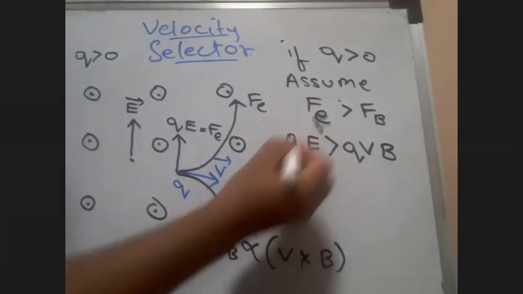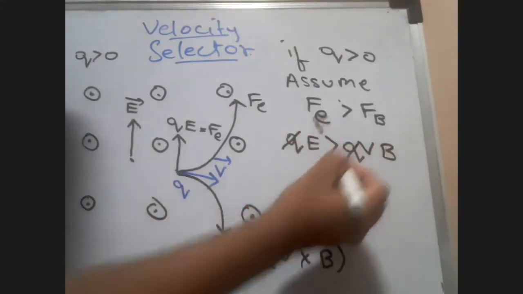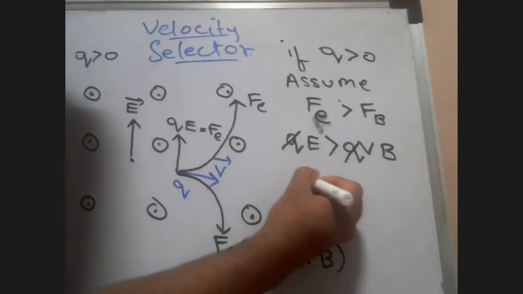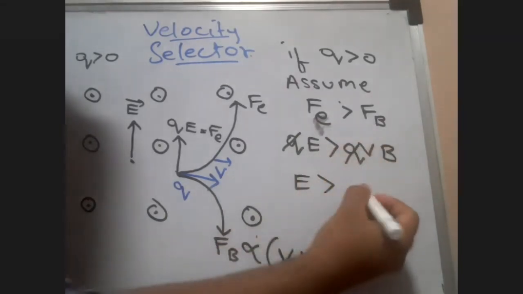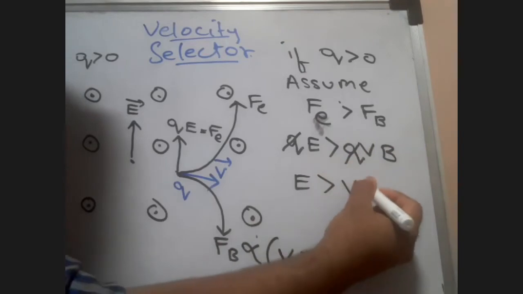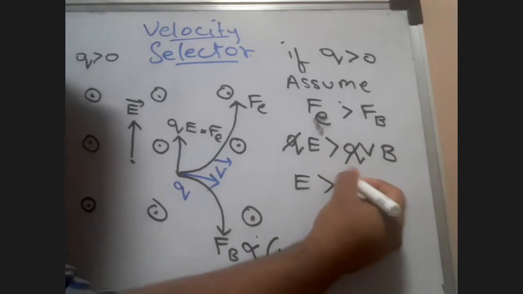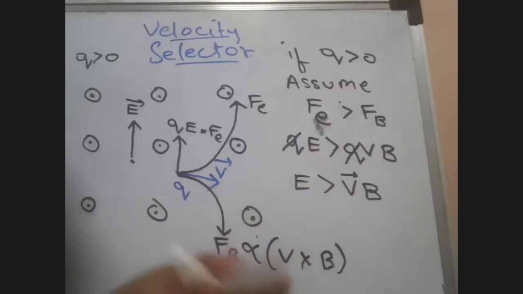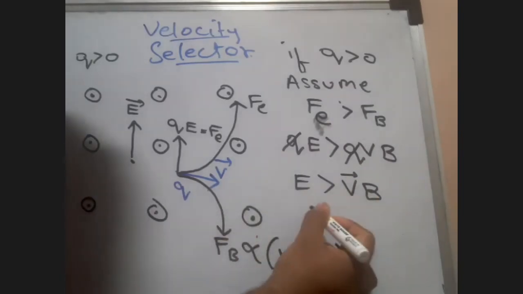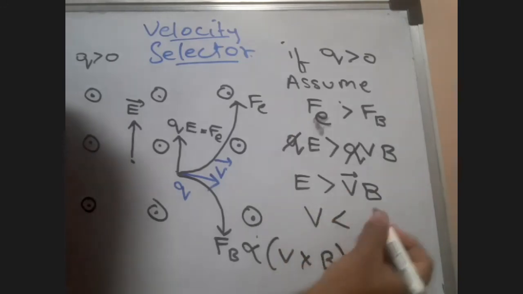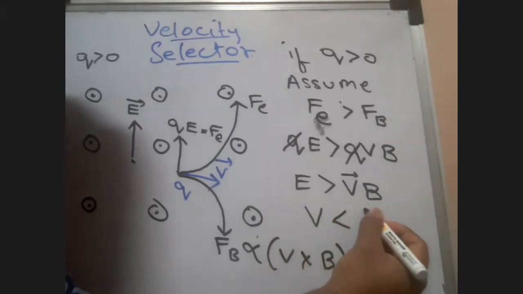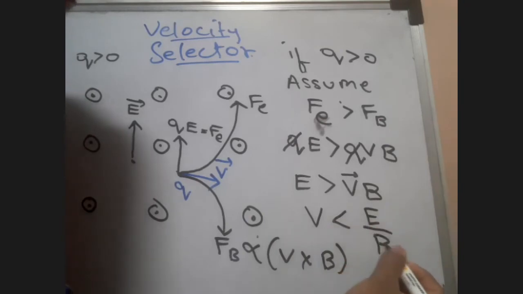In this case, students, q and q get cancelled off, and then we get a relation that the electric field intensity E is greater than the velocity times the magnetic field. This is our relationship here. But I can rearrange the terms and say that velocity is basically less than E by B. Can I say this, students? I just rearranged it.